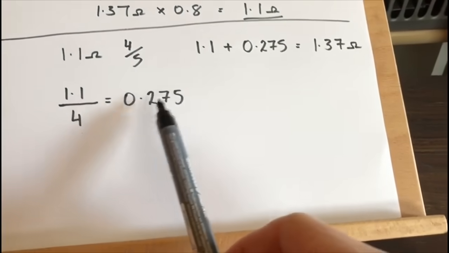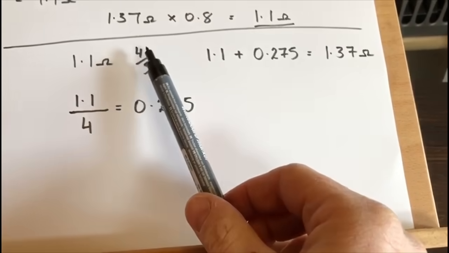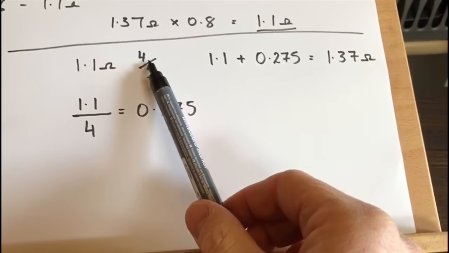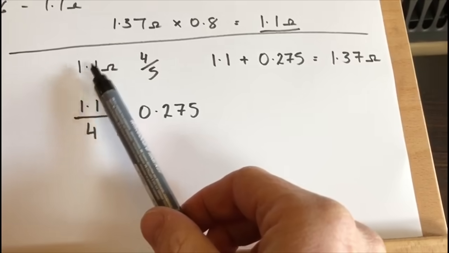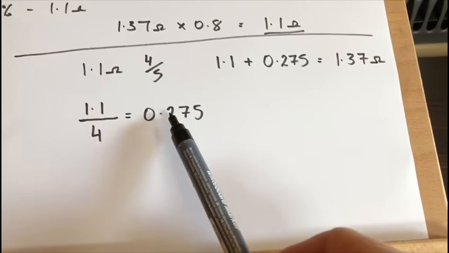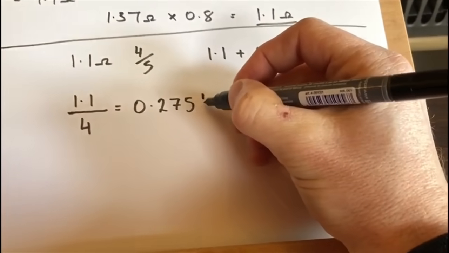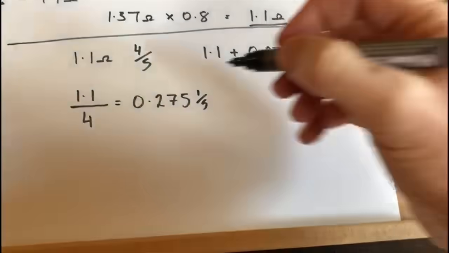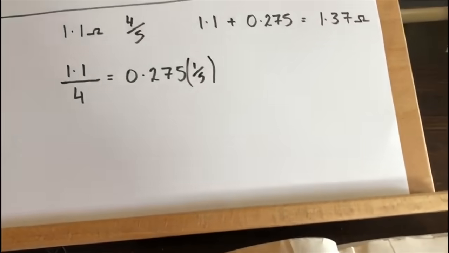Now, going back to looking at this, we said we're missing the 1/5. We know what 4/5 are, and we are missing the 1/5. So what we have done, we have divided what we have known, the 1.1, by 4, and that has given us 0.275. So that has become the 1/5, shall we say. Let's put that in brackets.